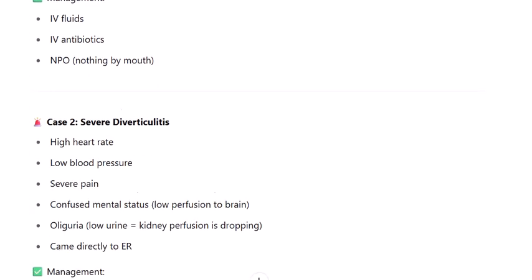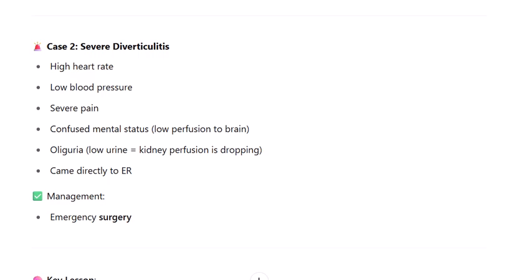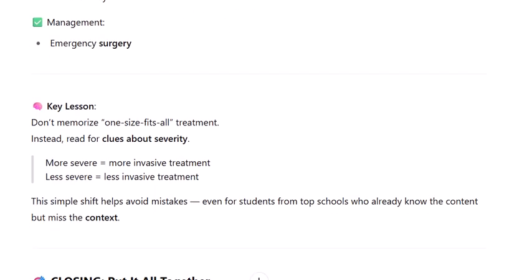Case 2, severe diverticulitis: high heart rate, low blood pressure, severe pain, confused mental status, low perfusion to brain, oliguria, low urine, kidney perfusion is dropping, came directly to ER. Management: emergency surgery. Key lesson: don't memorize one-size-fits-all treatment. Instead, read for clues about severity. More severe, more invasive treatment; less severe, less invasive treatment.